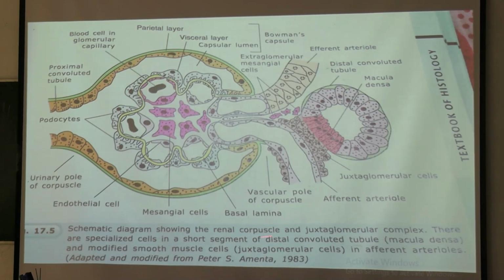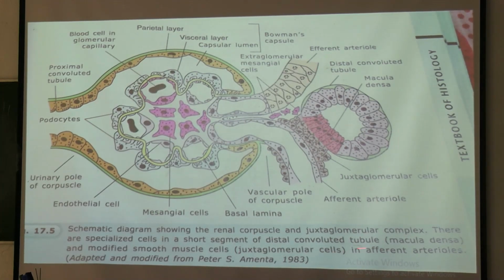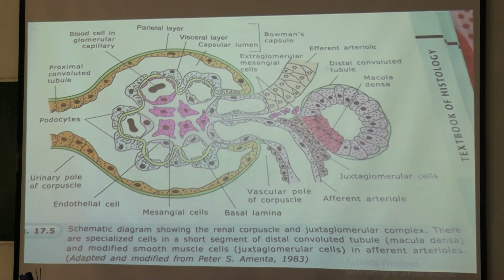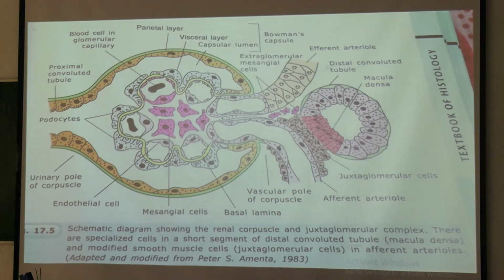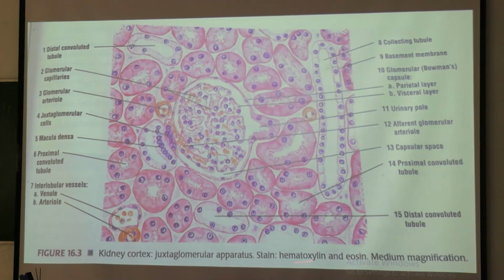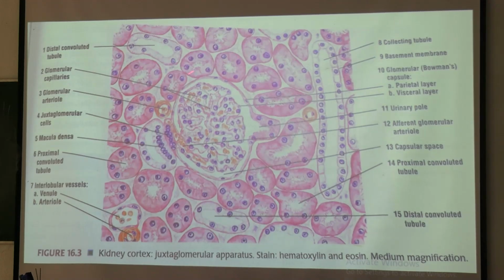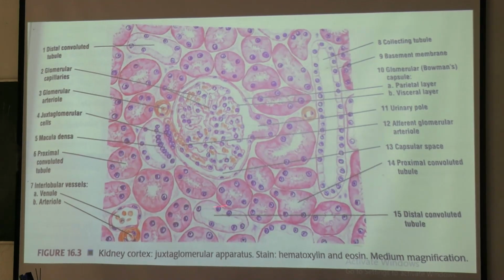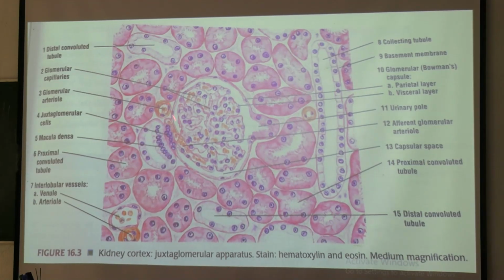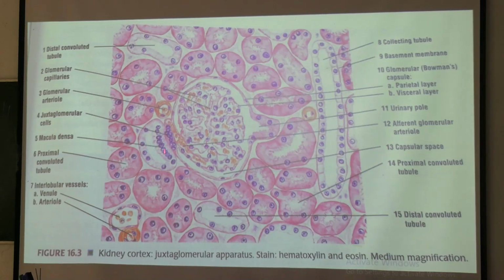There are specialized cells in the short segment of the distal convoluted tubule known as macula densa, and modified smooth muscle cells, the juxtaglomerular cells, in the afferent arteriole, and there will be mesangial cells. So this is an atlas picture of the cortex of the kidney. You can see the glomerulus, Bowman's space, and here it is showing the juxtaglomerular apparatus, juxtaglomerular cells, and macula densa cells.